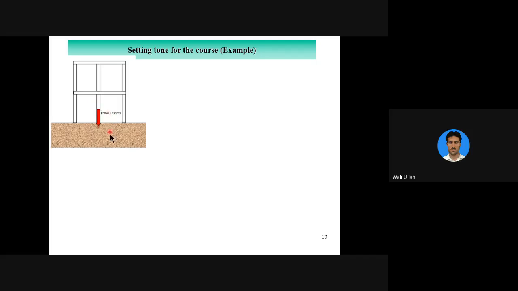You have evaluated the strength of the soil and you found that the ultimate bearing capacity of the soil is 10 ton per square foot. What does it mean? It means that if the pressure on the soil is 10 ton per square foot, the soil would fail in shear. There would be shear failure in the soil.